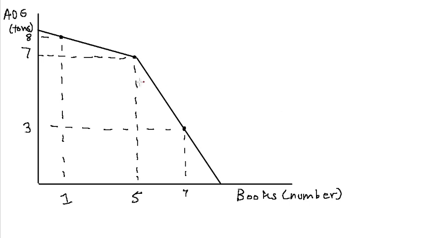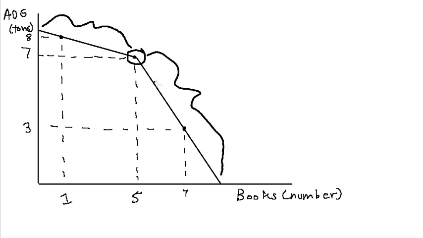For example, we could have a budget line of this form, which has 2 linear segments with a corner right here. So along this line, the opportunity cost of acquiring more books is less than the opportunity cost along this segment. So now we've covered pretty much everything you need to know about opportunity cost in the budget line. So we can talk about a related concept now called relative price.